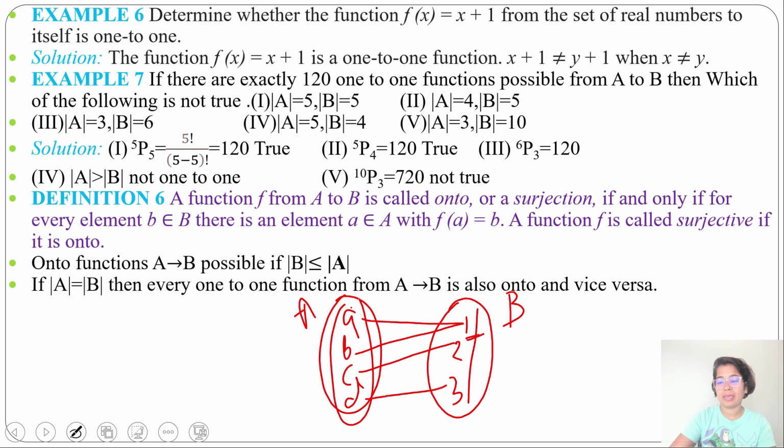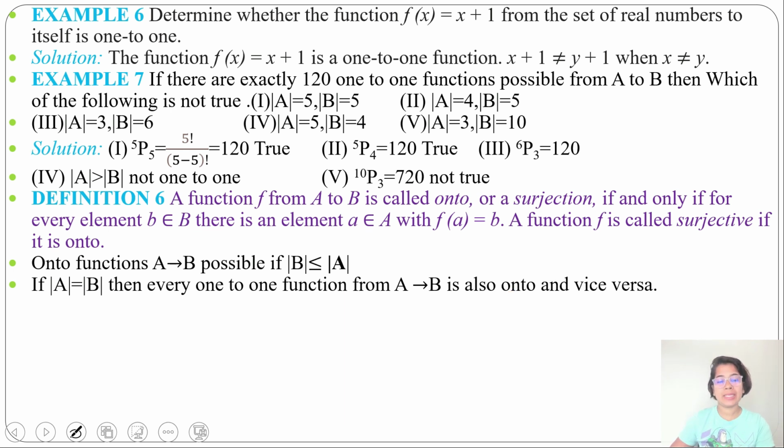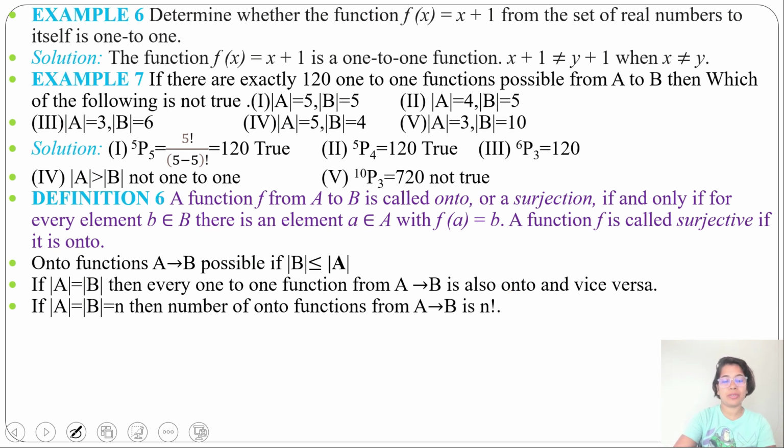of set A. If the number of elements in set A and set B equals n, then the number of onto functions possible from A to B is n factorial. How many one-to-one functions are possible? I already discussed that in the previous lecture. That is also n factorial if the number of elements in set A and set B are equal.